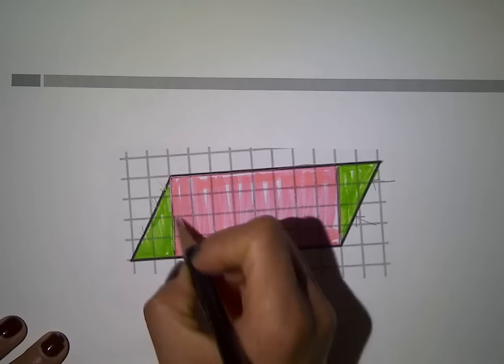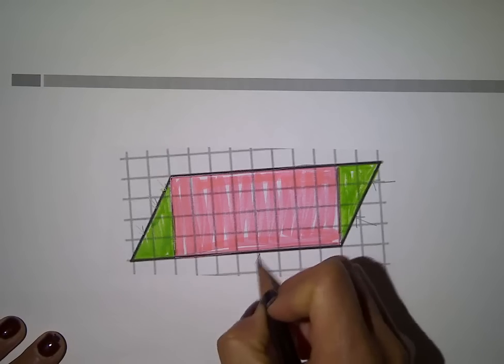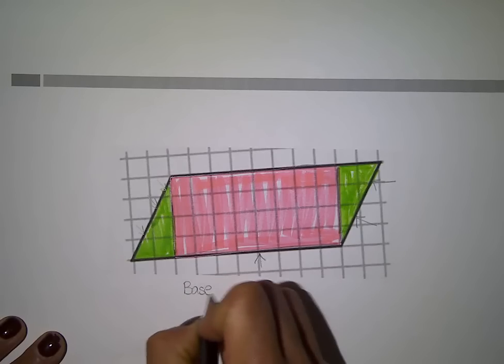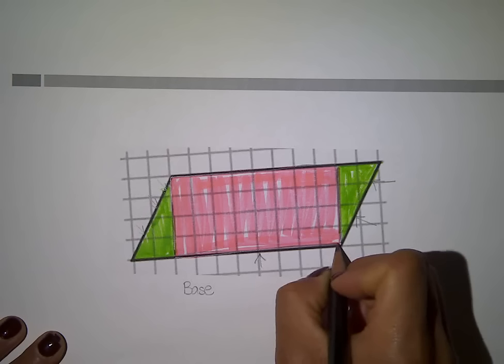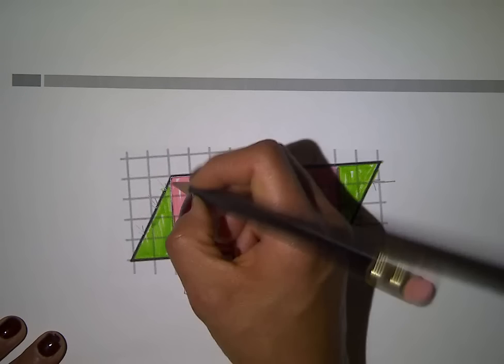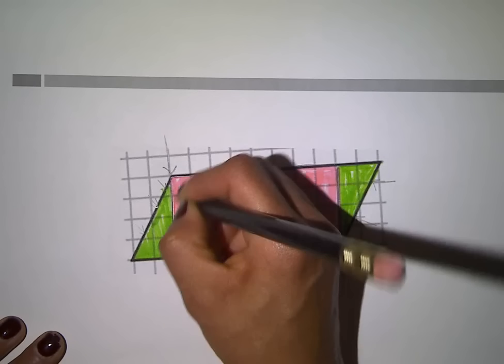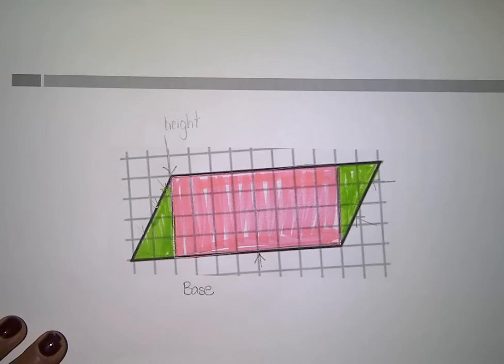When I measure the parallelogram, we will call this side the base. The base is the bottom of the parallelogram. We will call this side the height. And those are the two sides that we will use to find the area of our parallelogram.